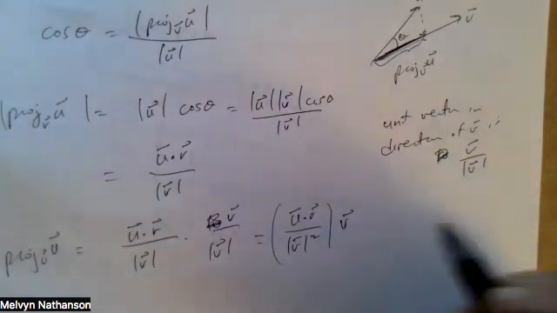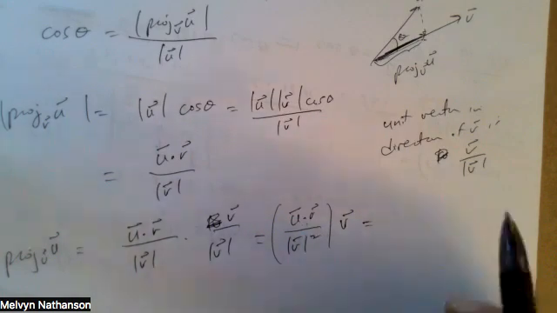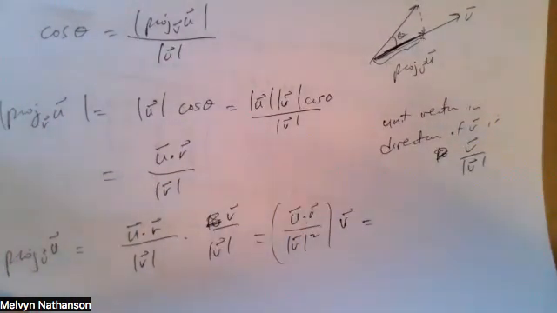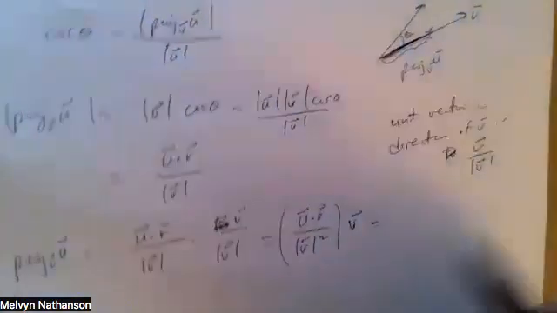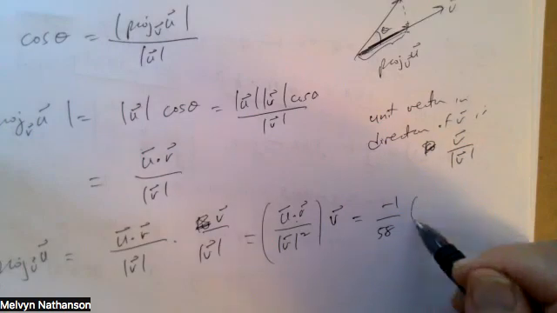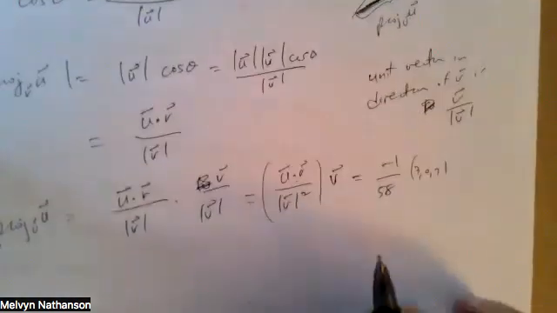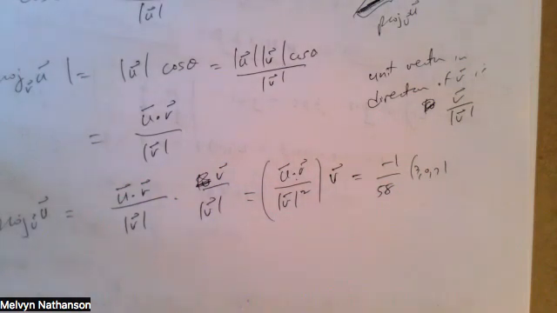And what is it in this case? The dot product, well, we calculated that. The dot product is minus 1. The length of v was root 58. The square of that is 58, times the vector v. So this is the projection of u in the direction of v.